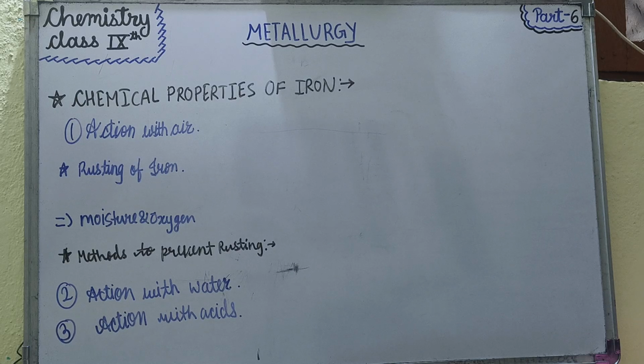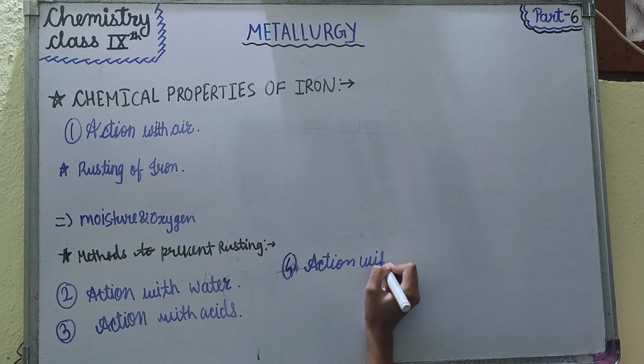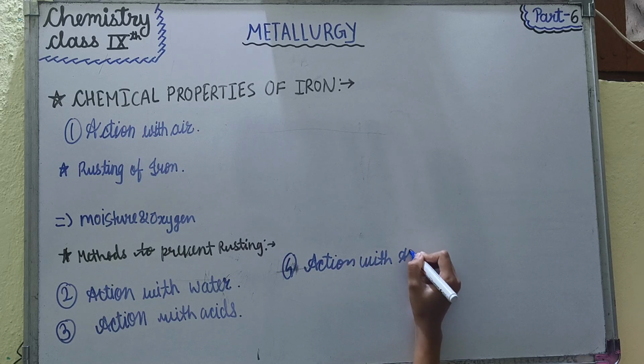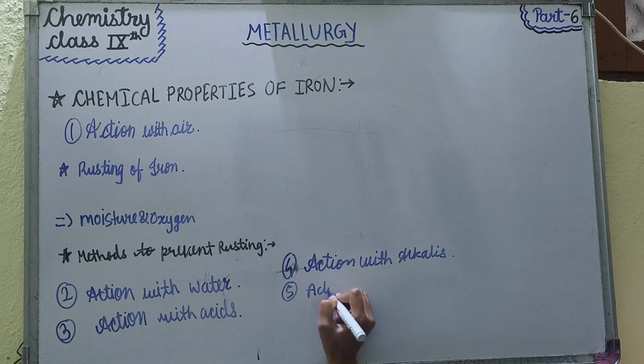With concentrated H2SO4 it gives sulfur dioxide, Fe plus 2H2SO4 gives FeSO4 plus SO2 plus 2H2O. With concentrated HNO3 it makes iron passive due to a protective layer of Fe3O4. Fourth is action with alkalis. No reaction.